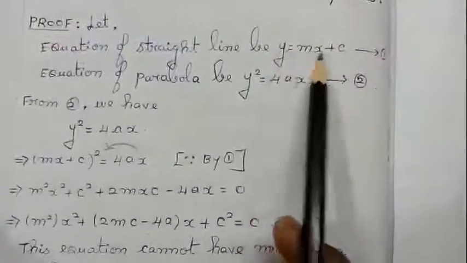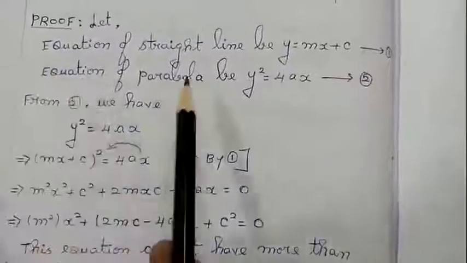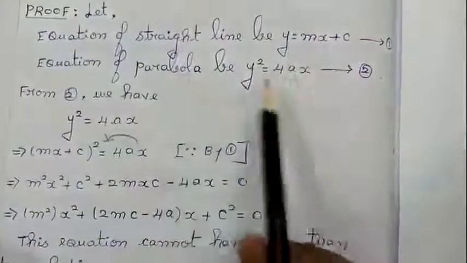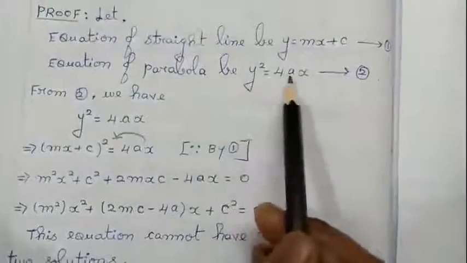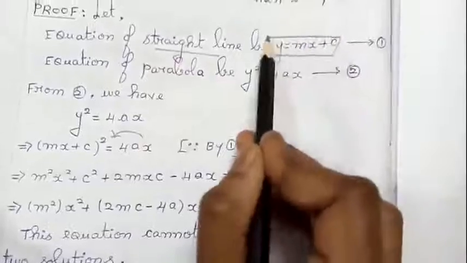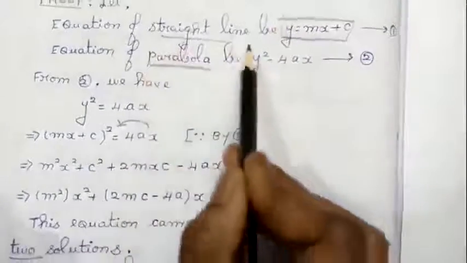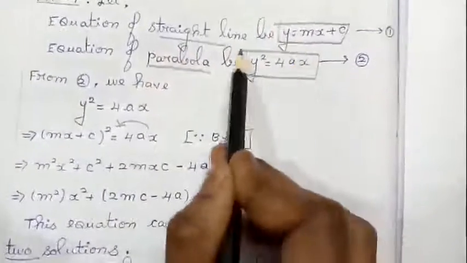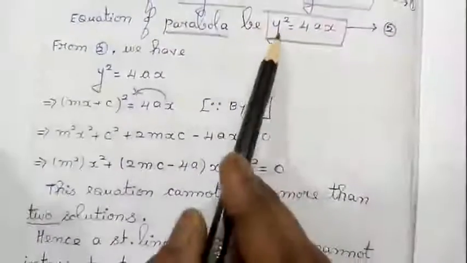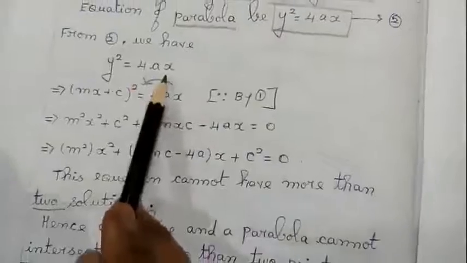Equation of straight line. What is the formula? y equal to mx plus c. And equation of parabola. For parabola, you are having 4 types. I'm going to take only this one: y square equal to 4ax. Straight line, I'm going to take this equation, y equal to mx plus c. And for parabola, I'm going to take it as y square equal to 4ax. Equations 1 and 2. I'm going to take this one, y square equal to 4ax.